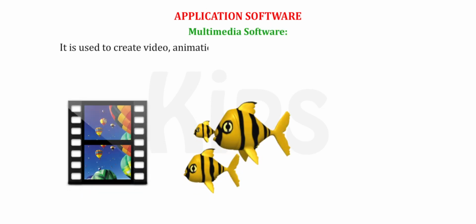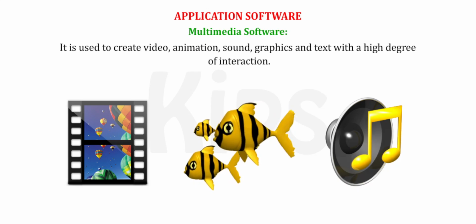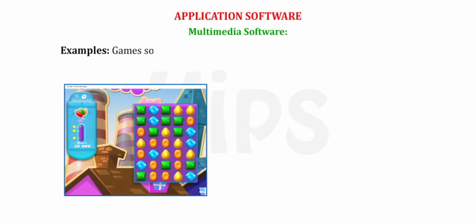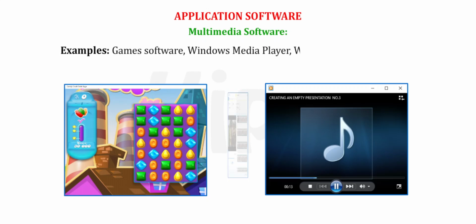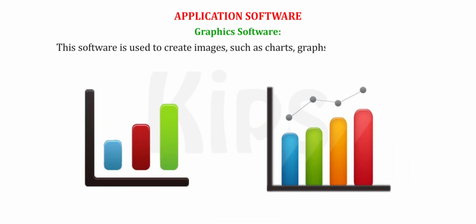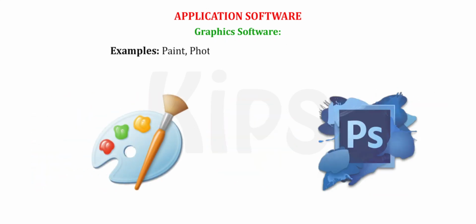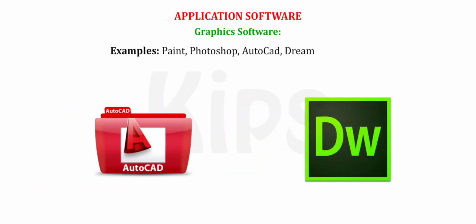Multimedia software. It is used to create video, animation, sound, graphics, and text with a high degree of interaction. Examples: game software, Windows Media Player, Windows Movie Maker, etc. Graphics software. This software is used to create images such as charts, graphs, photographs, logos, cartoons, and much more. Examples: Paint, Photoshop, AutoCAD, Dreamweaver, etc.